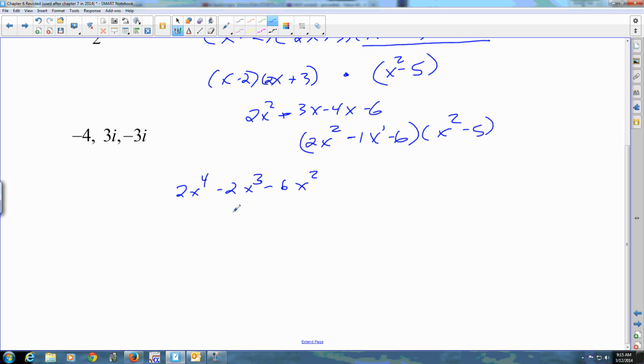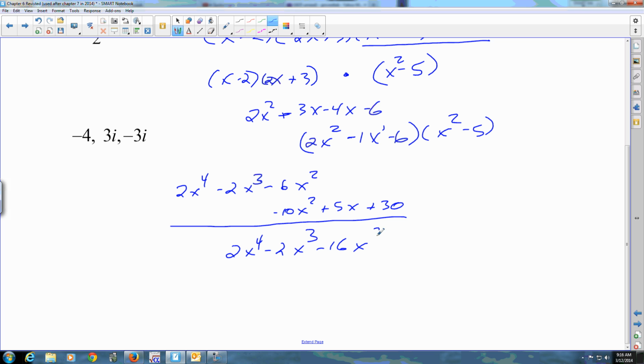Now I'm going to line these up to help me collect things. Minus 5 times 2x squared would be minus 10x squared. Then minus 5 times minus 1x would be 5x. And then plus 30. So I line these up so I can just add them together. So the answer is 2x to the fourth minus 2x cubed minus 16x squared plus 5x plus 30.